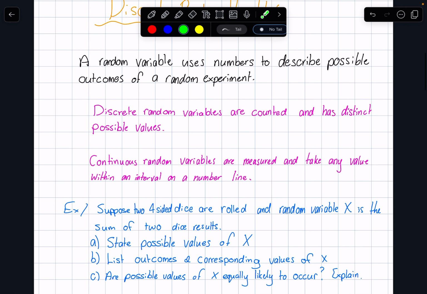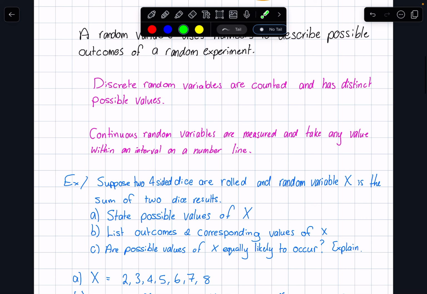So what I want to do is work out what my possible values can be. Now, the two smallest values on my two dice are 1, so the lowest sum that I can get is 2. The two highest values I can get are 4 and 4, so the highest sum is going to be 8. So my random variable x can take the possible values from 2 through to 8. If I ever roll two four-sided dice, my sum will always equal one of these numbers.